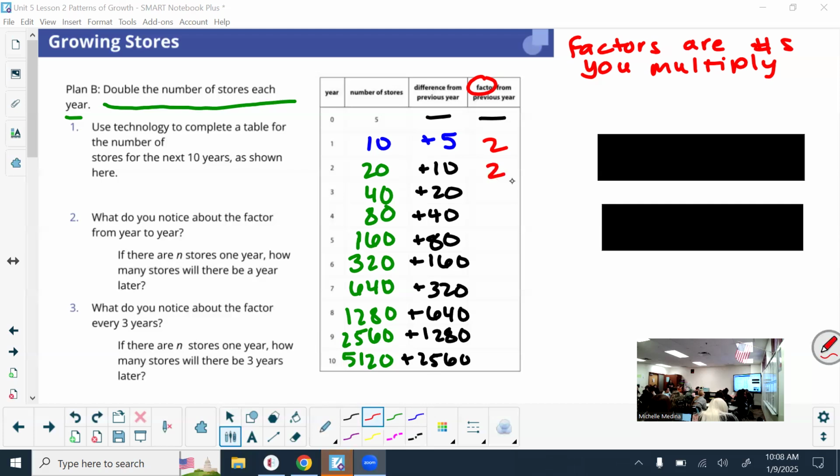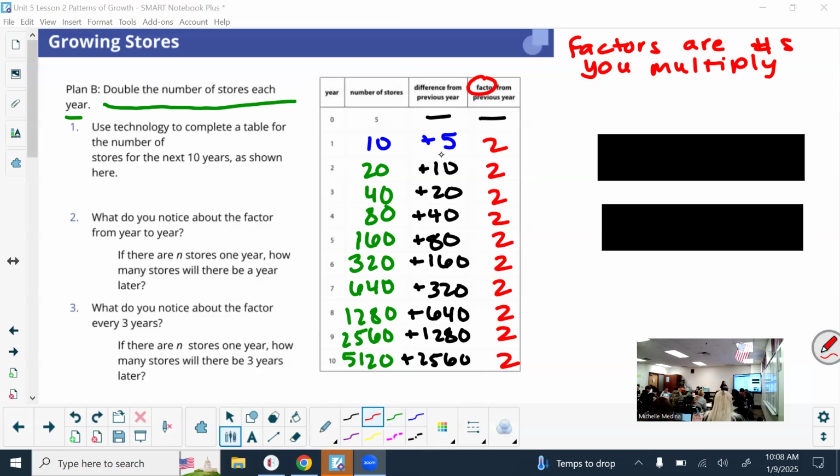No. Emberlyn, for 20 to get 40? In each row, we multiplied our current number of stores by 2, because that's what doubling is, to get our next number of stores. So that's our factor from the previous year. So we multiplied by. Questions on that?